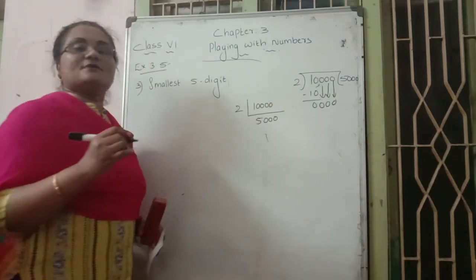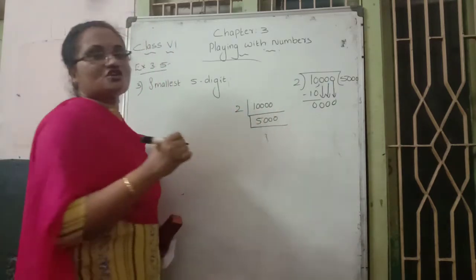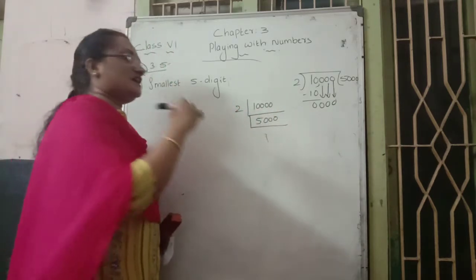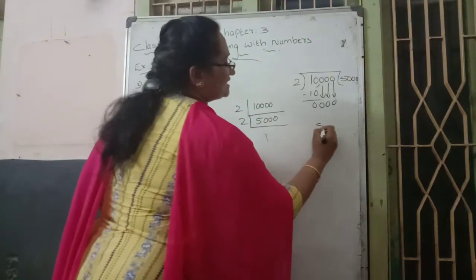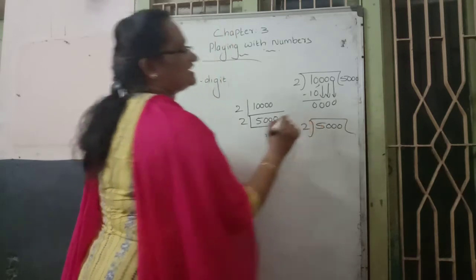5,000 will come as a quotient. Again, the unit place is 0. 0 is even, that's why we continue with prime number 2. If you can't do the mental calculation, draw a separate division box and divide.